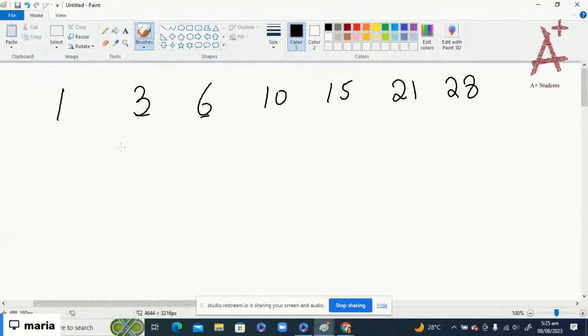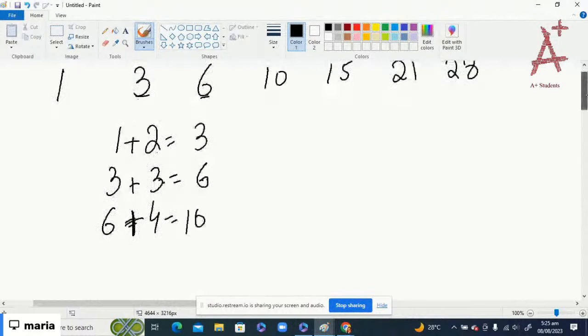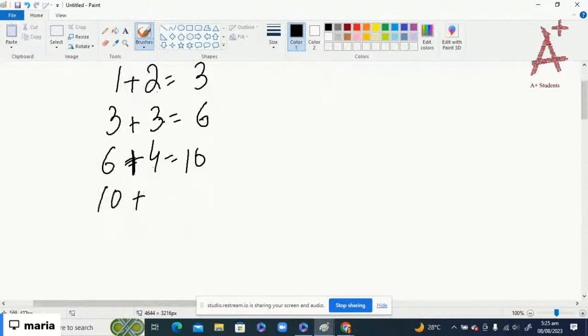So here is 1. 1 plus 2, the answer is 3. Put 3 here. After 2, what's the next? It's 3. 3 plus 3 is 6. Take the answer. Then add 4. 6 plus 4 is 10. Take your answer now again. 10 plus, what's the next number? Think about it and then tell me.